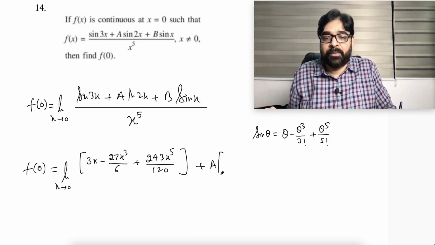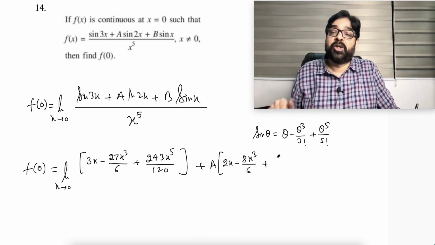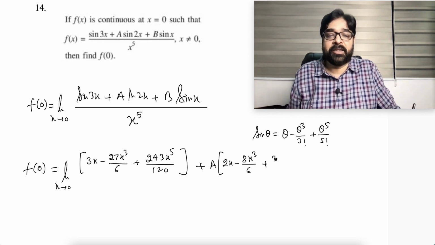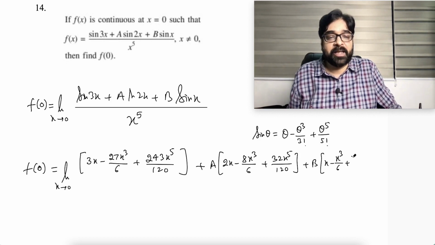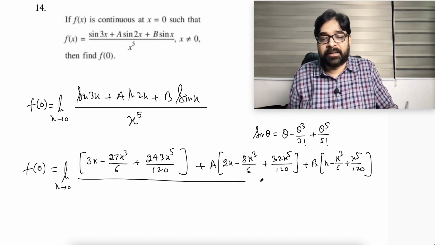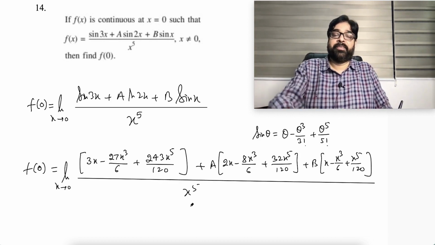Plus a into sin 2x: 2x minus 2x cube, which is 8x cube by 3 factorial that is 6, plus 2x power 5, which is 32x power 5 by 120. The rest I will not write. Plus b into x minus x cube by 6 plus x power 5 by 120. All these things I already taught you, which is why I am not writing other terms beyond x power 5. Right?